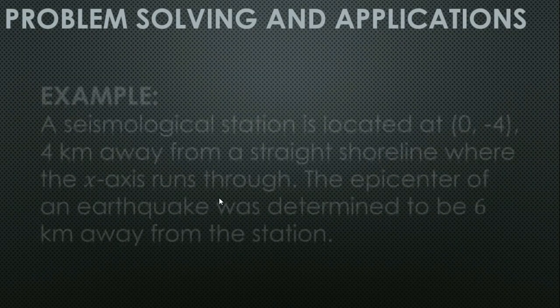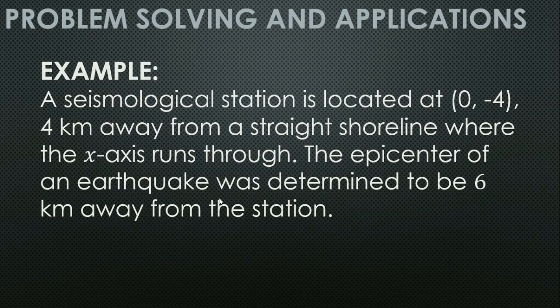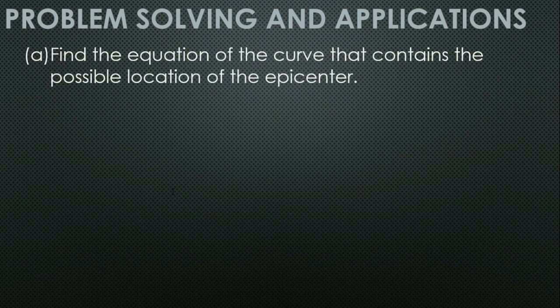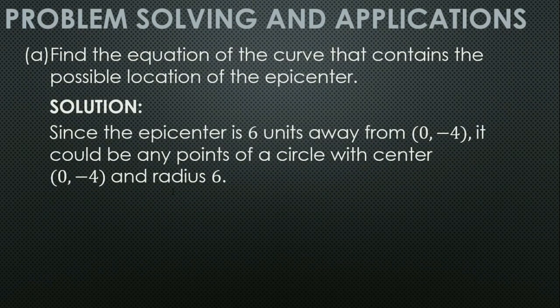For the next problem, a seismological station is located at the coordinate (0, -4), 4 kilometers away from a straight shoreline where the x-axis runs through. The epicenter of an earthquake was determined to be 6 kilometers away from the station. The question is, find the equation of the curve that contains the possible location of the epicenter. So for our solution, since the epicenter is 6 units away from (0, -4), it could be any point of a circle with center (0, -4) and a radius of 6.